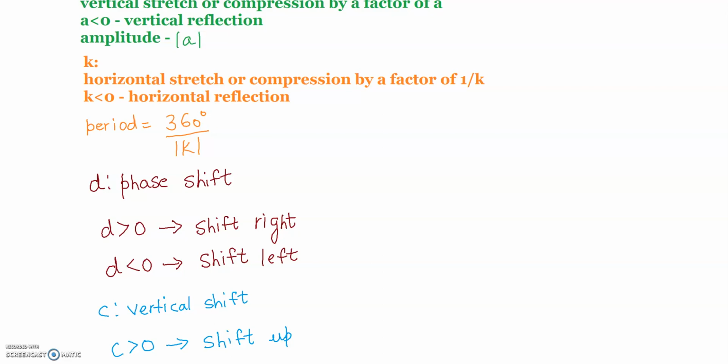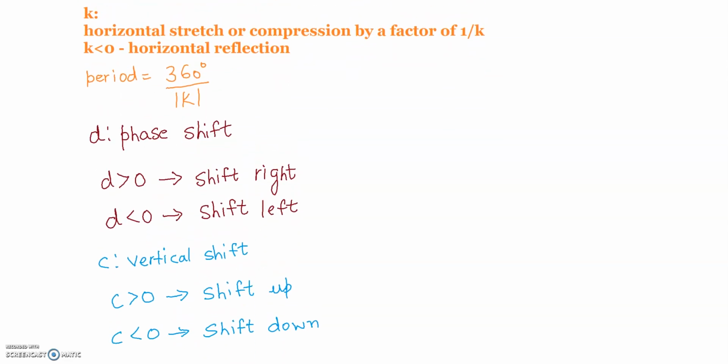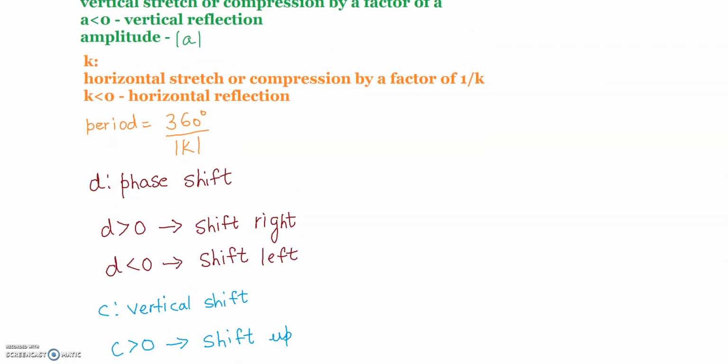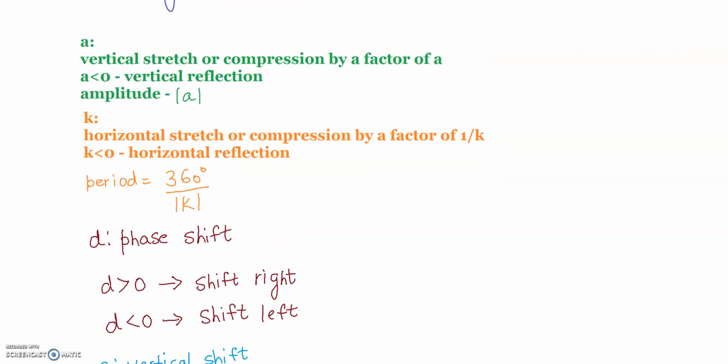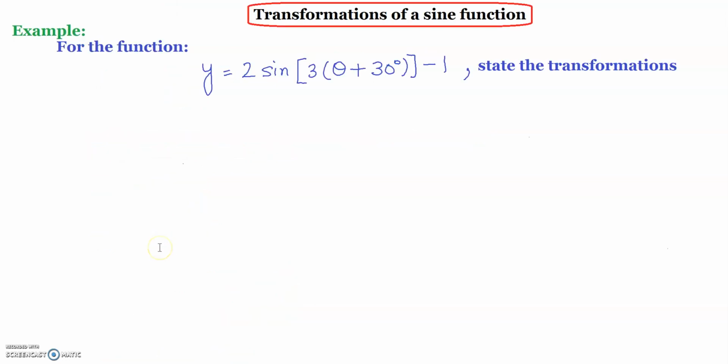Saying that, I'm going to show you one example by using these transformations. So let's just write one example here. We have an example which is for the function y equals 2 sine (3 theta plus 30 degrees) minus 1, and we're going to state the transformations. So the first transformation I'm going to state is the amplitude, which is the value of a.